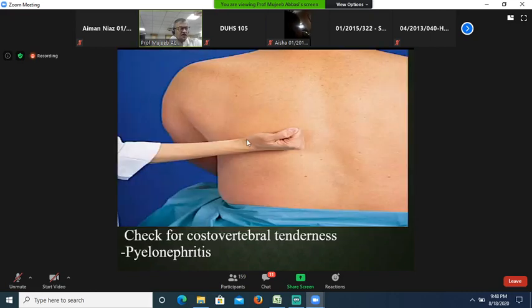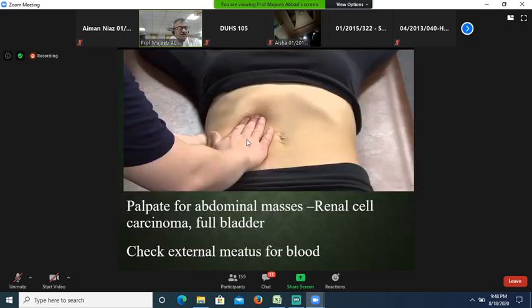And third, you examine and palpate the abdomen, general physical examination again, and systems review. You palpate for abdominal masses, renal cell carcinoma, full bladder, and especially check the external meatus for blood. These are the points which you should be looking into while you are doing the examination for hematuria, for every patient, any patient.